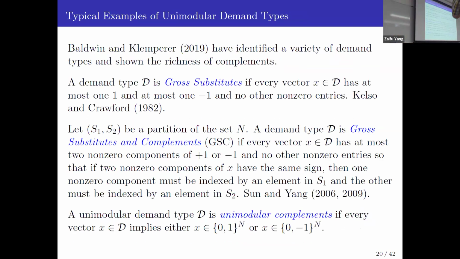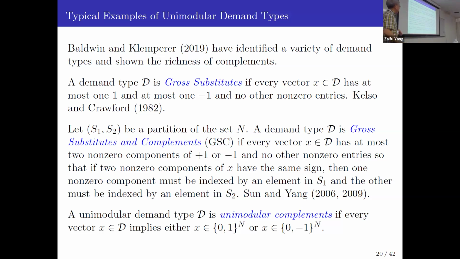Okay. Now let's look at three typical unimodular demand types. So actually, they identify a number of unimodular demand types. So first one is the famous gross substitutes. Actually here, it's very easy. Every vector x in D has at most one plus one, at most one minus one, no other non-zero entries. As you might recall in my first lecture, when we introduced the M-natural concave function, over there you have plus or minus unit vectors, and now you have the difference between two different unit vectors. So that's precisely this one.